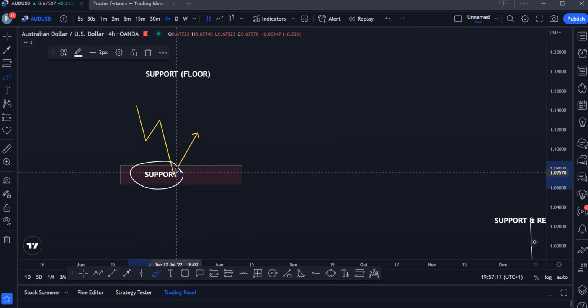And then, like I said, the reason why we are studying support and resistance is because we are trying to use historical data to predict what will happen in the future. So when you are identifying a support and resistance zone, it has already happened.